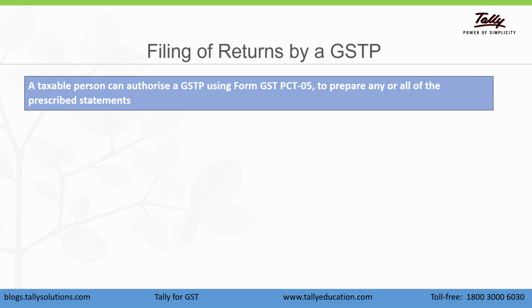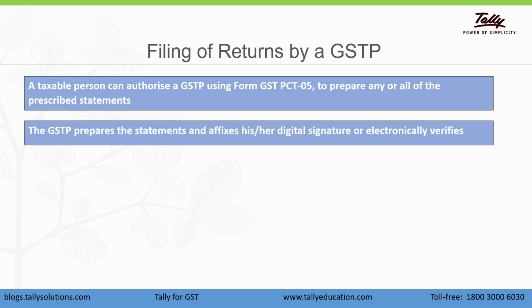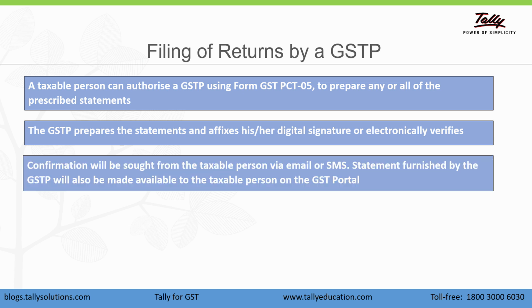A taxable person can authorize a GSTP using Form GST PCT 5 to prepare any or all of the prescribed statements which we had seen earlier. Once authorized, the GSTP should prepare the required statements and affix his digital signature on the statements prepared by him, or electronically verify the same using his credentials. Once a statement is furnished by a GSTP, a confirmation will be sought from the taxable person via email or SMS. The statement furnished by the GSTP will also be made available to the taxable person on the GST portal.